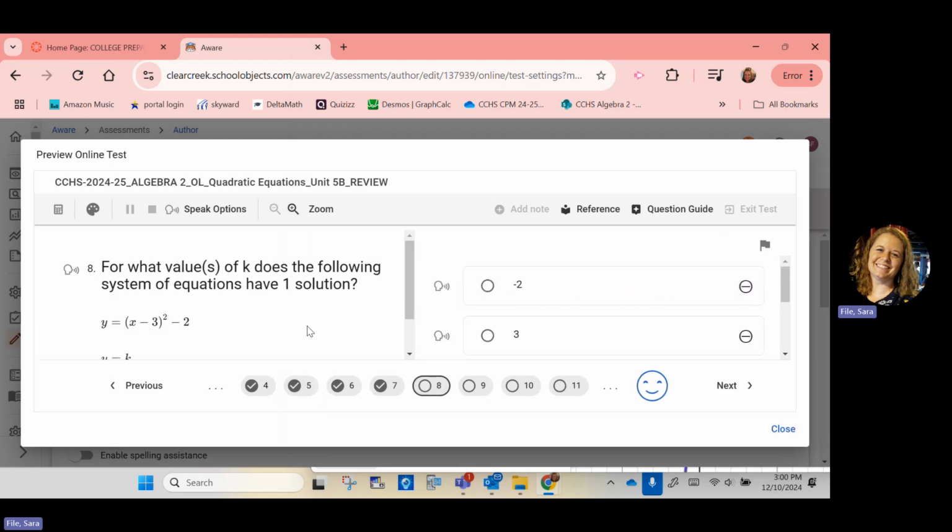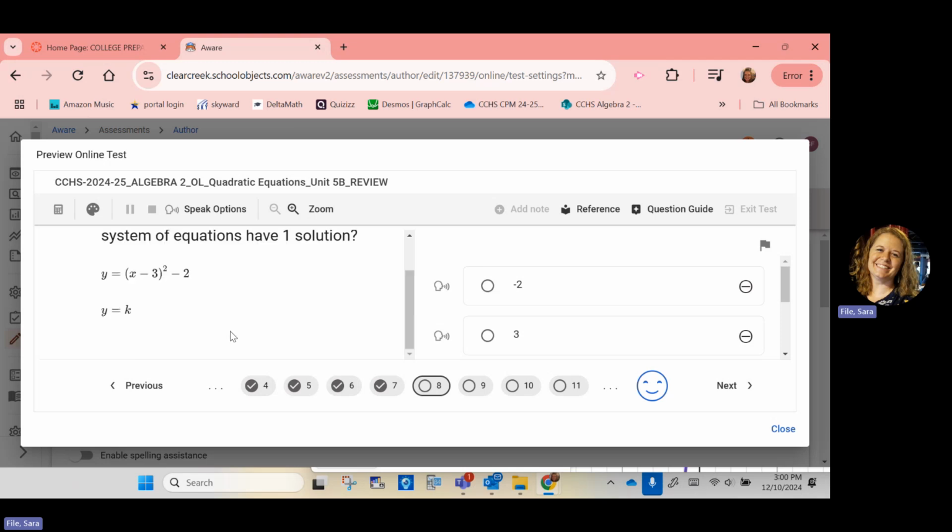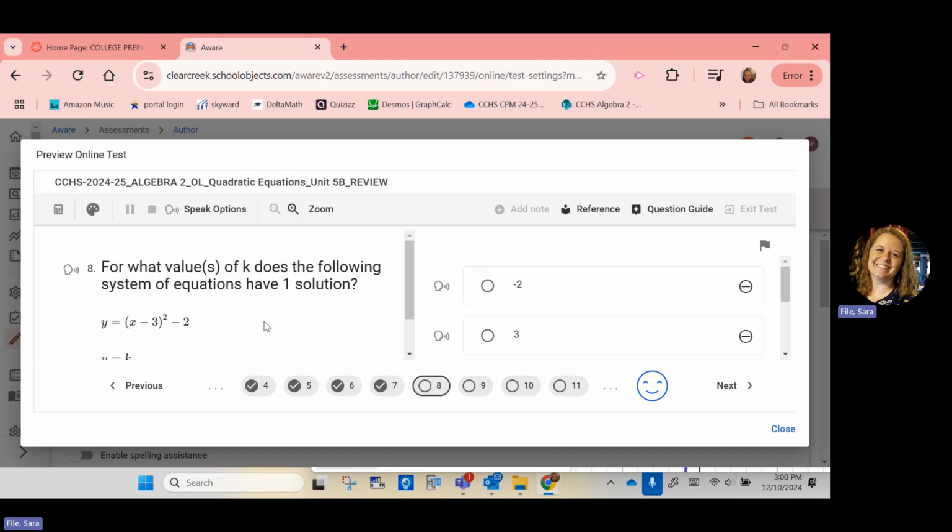Number 8. All right, so this is similar. We've got a system. We've got a quadratic and a linear, but our linear is actually just a constant. It's just y equals k. And they're asking which of these answer choices could we plug in for k so that this system only has one solution.